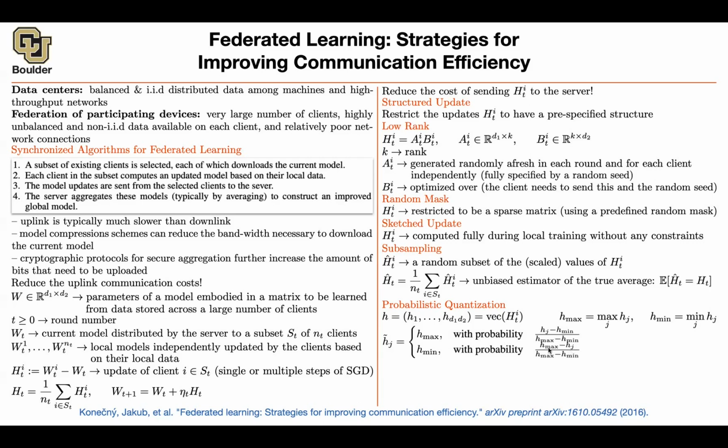If Hj is closer to the maximum position, then you're going to have a higher probability of choosing Hmax. So if Hj is actually your Hmax, this is probability of 1. So with probability 1, you're going to choose Hmax. Otherwise, it's going to end up being Hmin. This is 1-bit quantization. All you need to communicate is 1 bit of information and Hmax and Hmin. But this is too much of a quantization. You can do b-bit quantization.